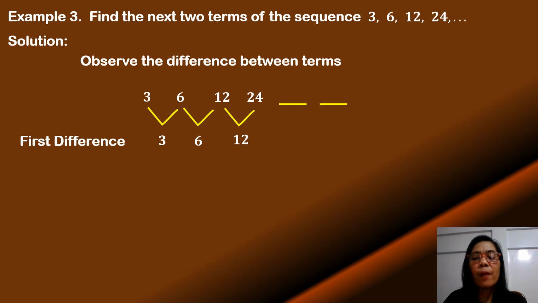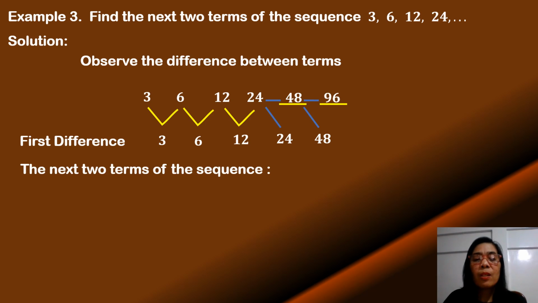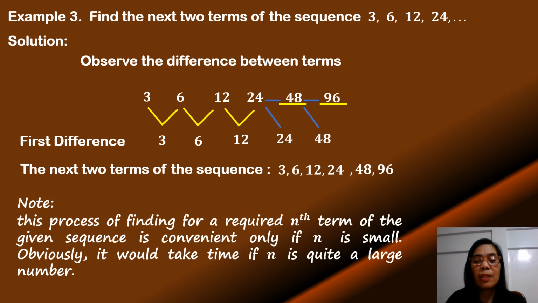So therefore, following that pattern, the next difference will be 24. So 24 plus 24 will give us 48. And the next difference will be 48. Adding that to 48, it will give us the next element, which is 96. So the next two terms of the sequence 3, 6, 12, 24 are 48 and 96.